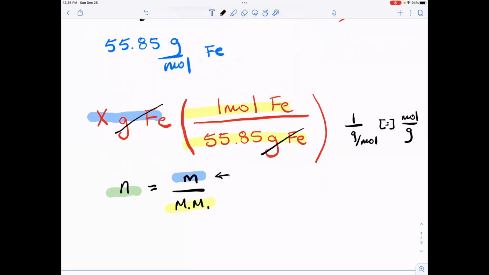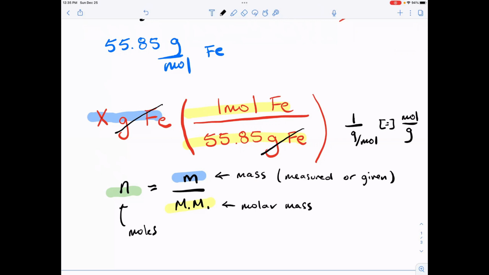This is mass, and it's either measured or given. If you were in the lab, you'd measure it, and if you were doing a textbook problem, it would be given. This is molar mass, and this is the number of moles. So it's that simple.